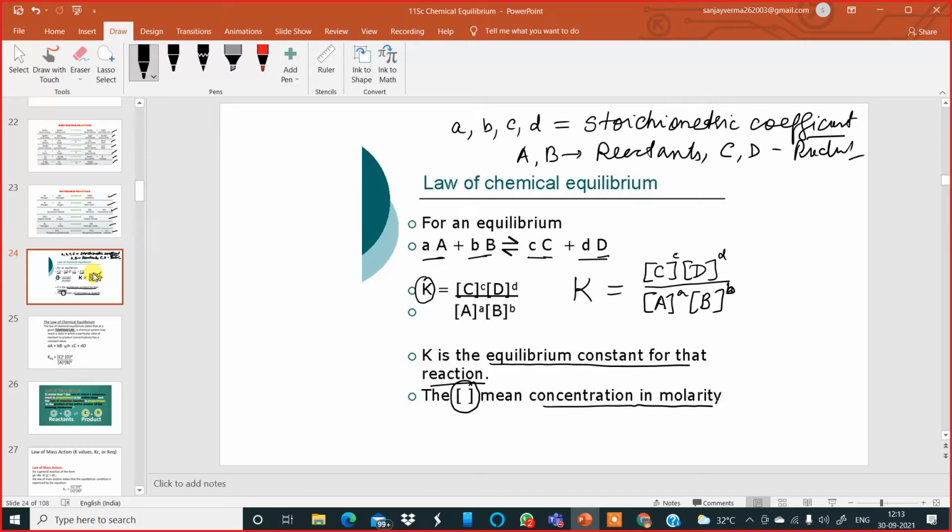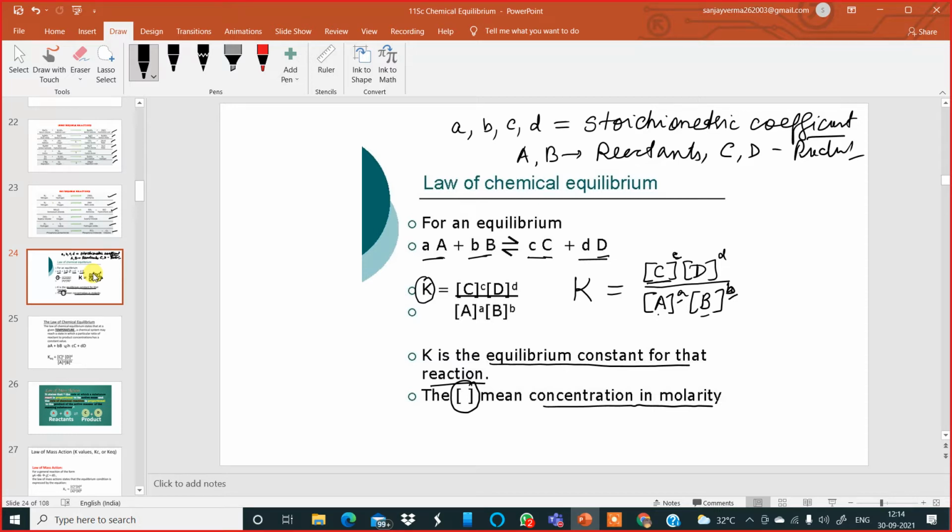This is the law of chemical equilibrium. And remember, the concentration of C is raised to the power of small c, concentration of D is raised to the power of small d, concentration of A is raised to the power of small a, concentration of B is raised to the power of small b. These small letters a, b, c and d are the stoichiometric coefficients.